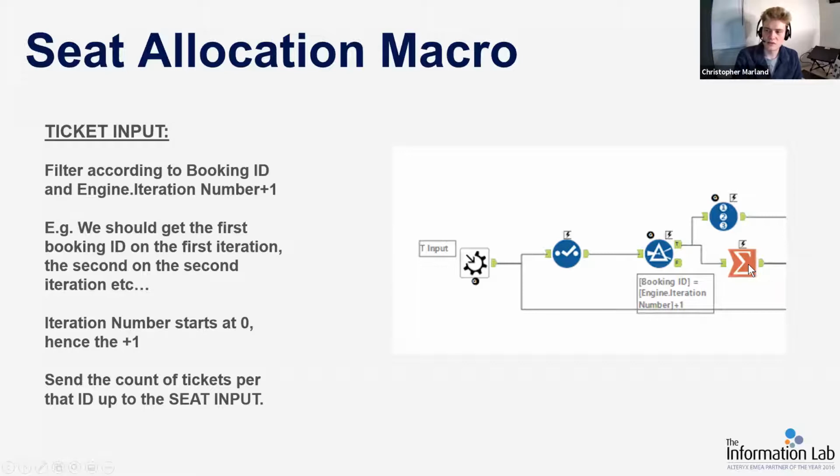And this summarize tool here is just going to figure out the count. It's going to figure out how many tickets are within that booking ID. A household will book together, so the household will share the booking ID. That's how we're going to know who's in the household, because we ask them to book together. So it's going to ask how many people are in that household, and that's going to be sent up so that if we've got 3 people in a household, we know we want 3 seats from the seat input.